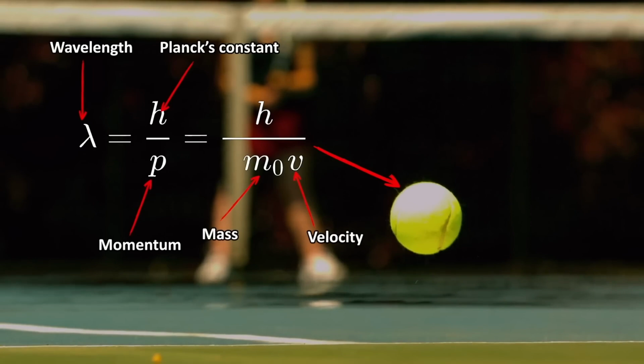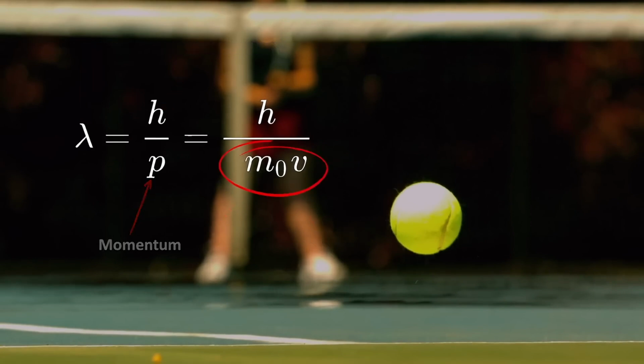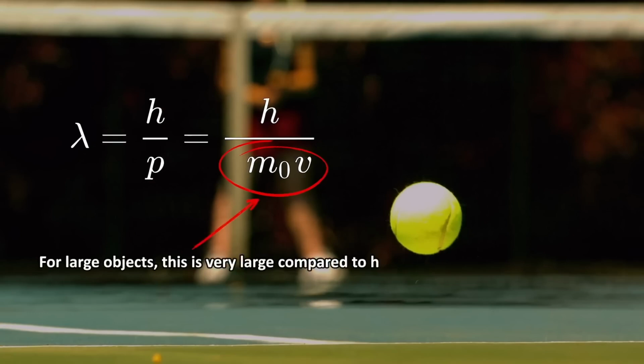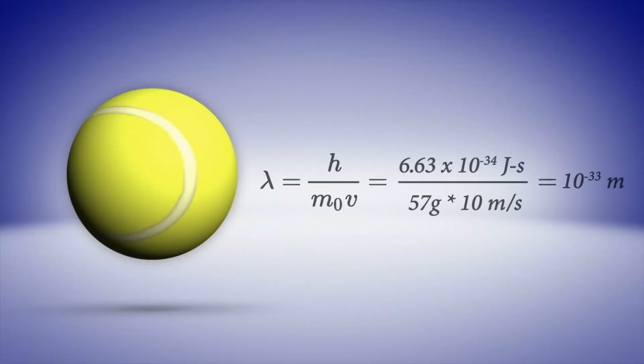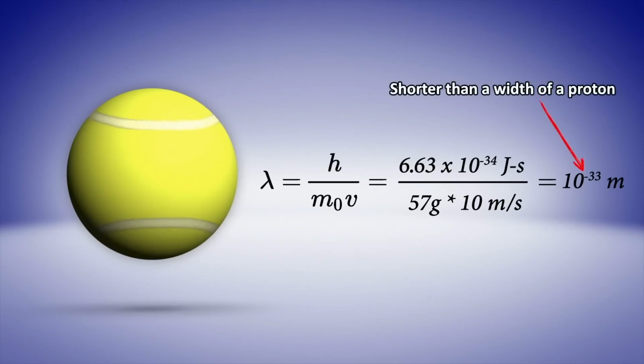But for large objects, the momentum is so much bigger than Planck's constant that their wavelengths are an undetectable fraction of their physical size. So we can never notice their quantum mechanical properties. For example, the wavelength of something the size of a tennis ball moving 10 meters per second is 10 to the negative 33 meters. This is less than the width of a proton, so we would never notice it.